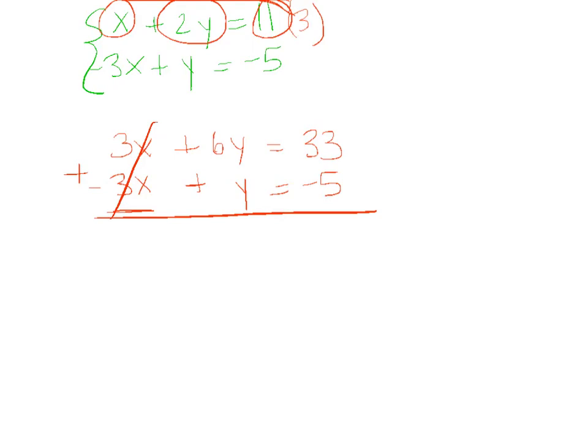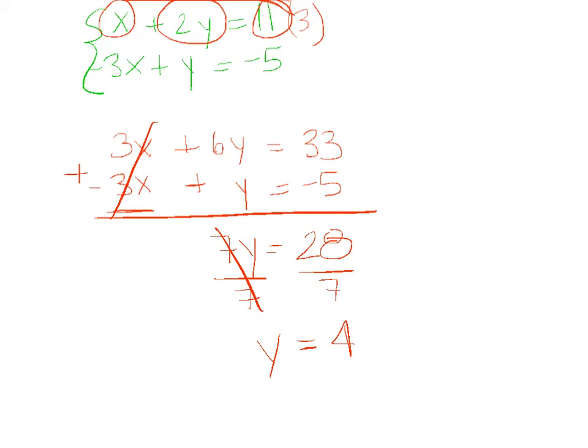Those cancel out. 6 plus 1 is 7y. And 33 minus 5 is 28. Divide by 7. 28 divided by 7 is 4. So there's my y value.